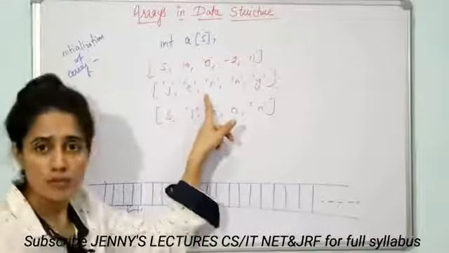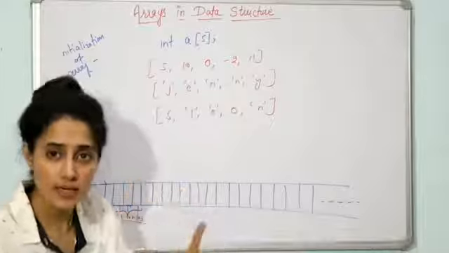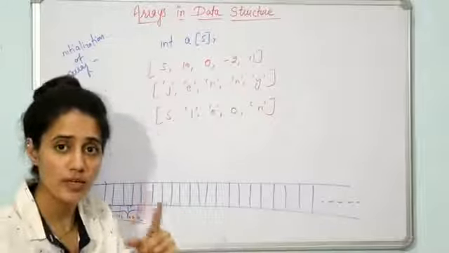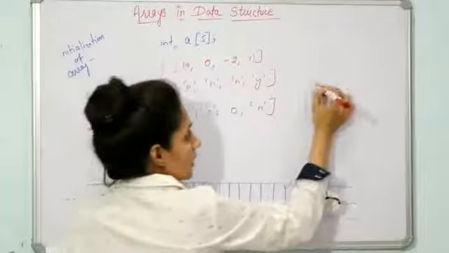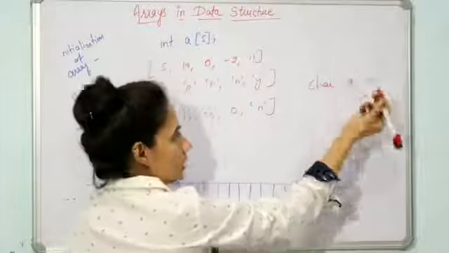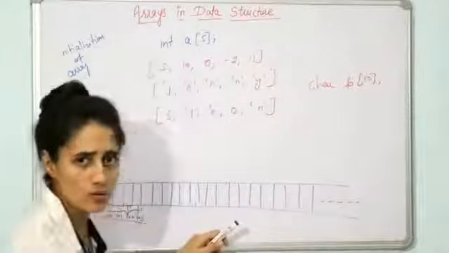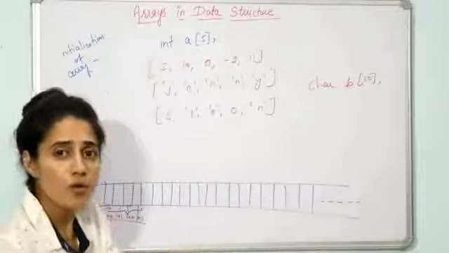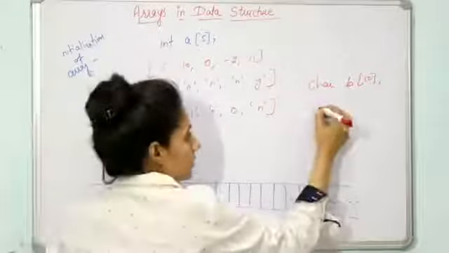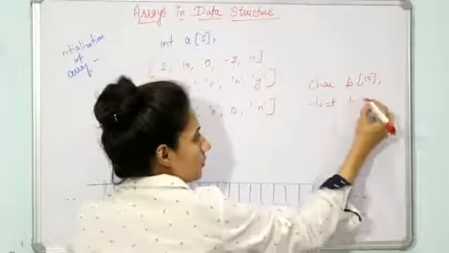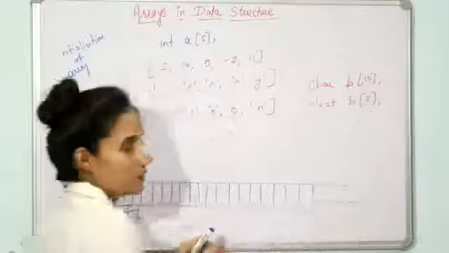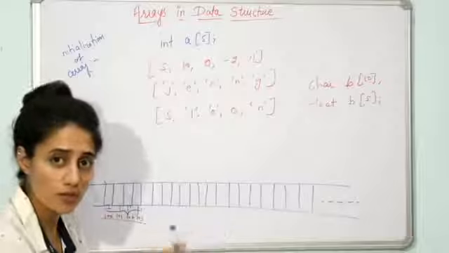Here all the data items are of the same data type, that is character. You can also declare a character array like this. Data type should be char, suppose name of array is A or B, and size is suppose 10. That is also fine. You can take a float array also like this. Float array name is suppose B and I am taking size 5. So that is also fine.